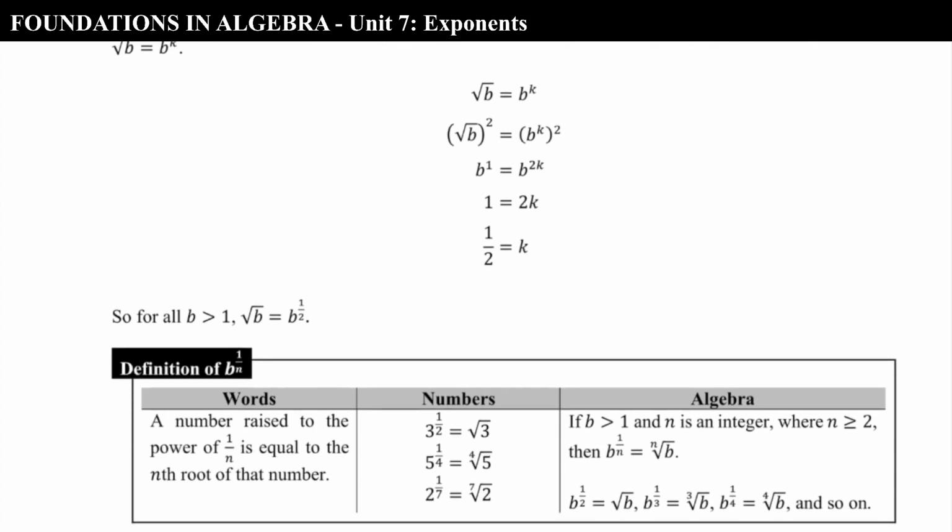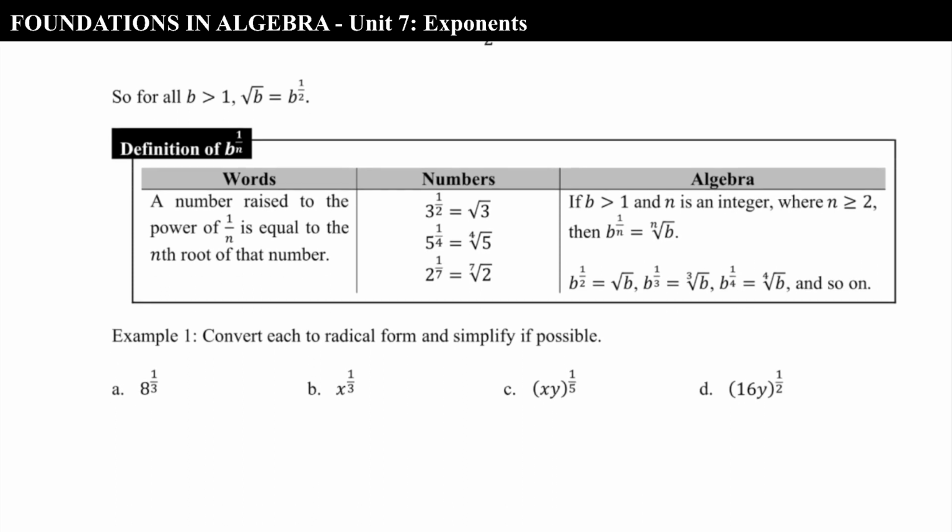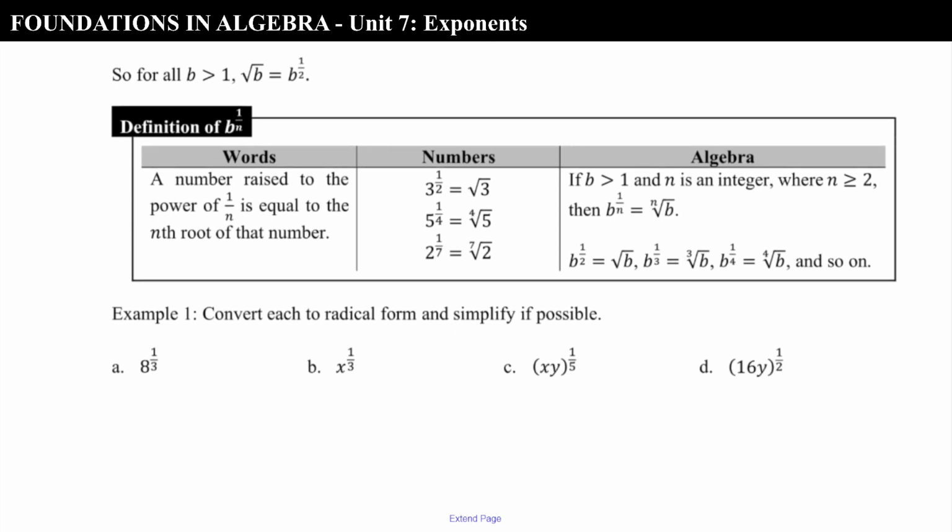So that brings us to the definition of b to the 1 over n. A number raised to the power of 1 over n is equal to the nth root of that number. So for example, 3 to the 1/2 is the square root of 3. 5 to the 1/4 is the same as the fourth root of 5. 2 to the 1/7 is the same as the seventh root of 2.